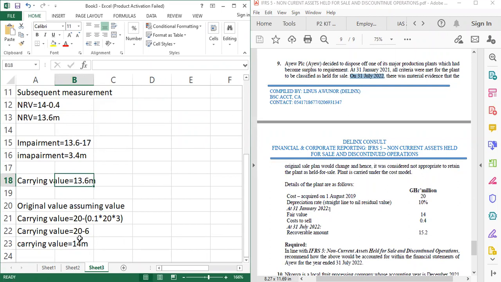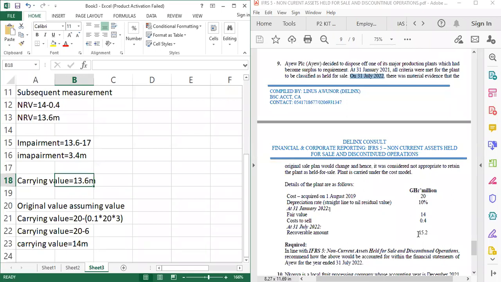We'll add the difference. The difference is 0.4, isn't it? The day that you are going to classify the asset, you look at the recoverable amount and the original carrying value. The original carrying value should have been 14 million. But what was the recoverable amount given to us? 15.2. So has the asset impaired? Can we say the asset has impaired? No, there is a gain.